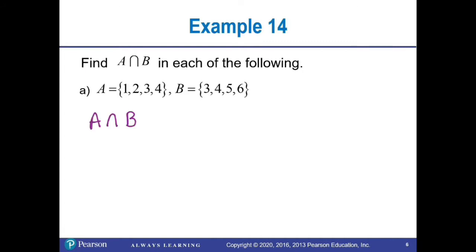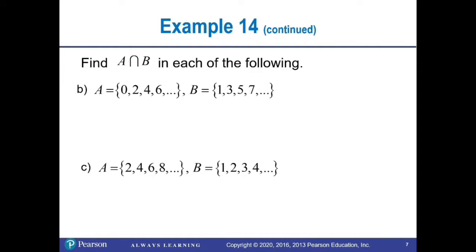In our next example, we're going to find A intersect B for each of our sets. Remember, the intersect means that we want to look for what's in both or what they have in common. As I look at these two sets, I notice that they both have a 3 and they both have a 4. So A intersect B would be the elements 3, 4.